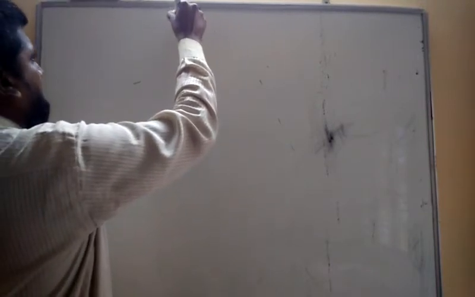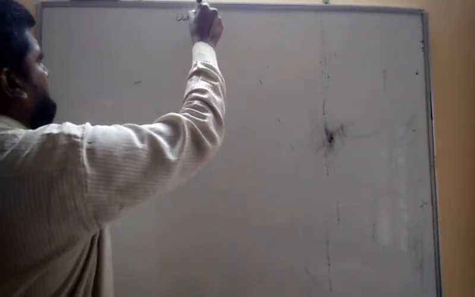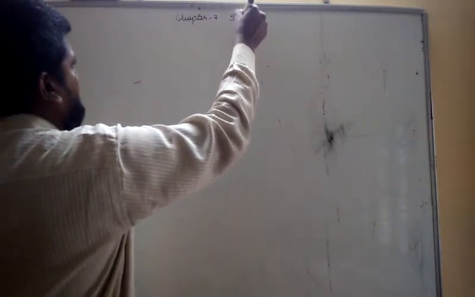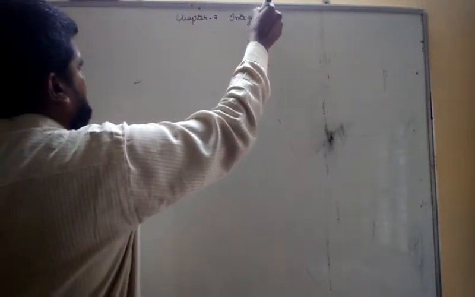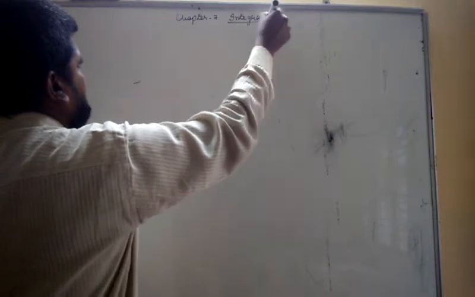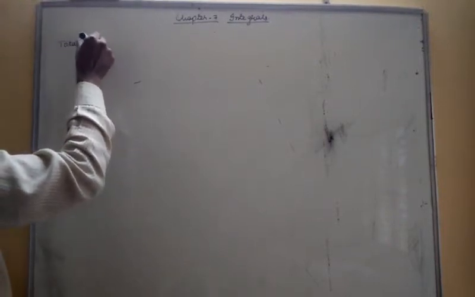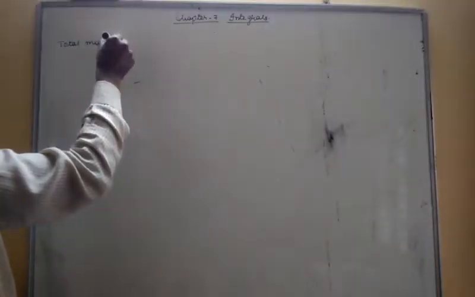In the previous class, we solved the problems on integrals. Today, let us solve the problems on chapter 7, integrals. For this chapter, the total mark is 22.